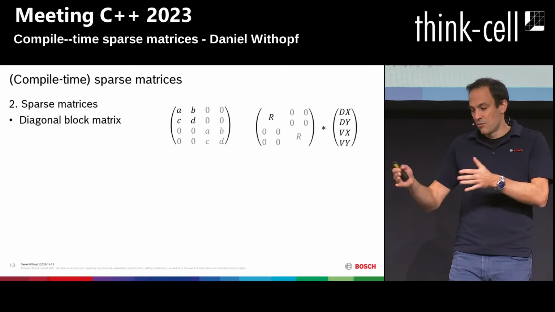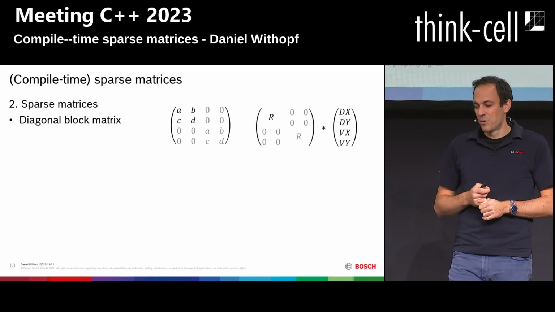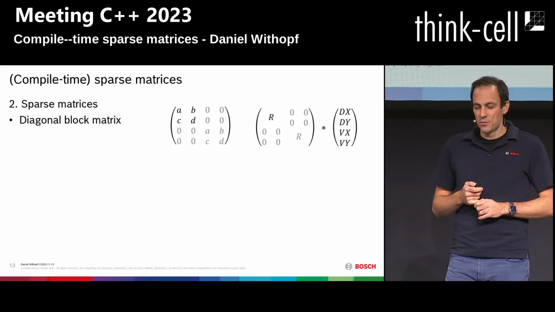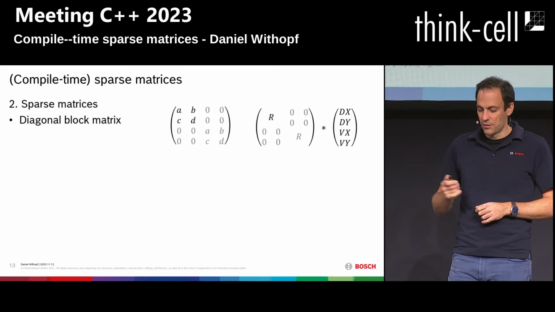Of course, you could unroll that by hand. That's always possible, but that doesn't scale if you have a large code base. So it's really nice if you can still use matrix calculus and just multiply two matrices and end up with a correct result.